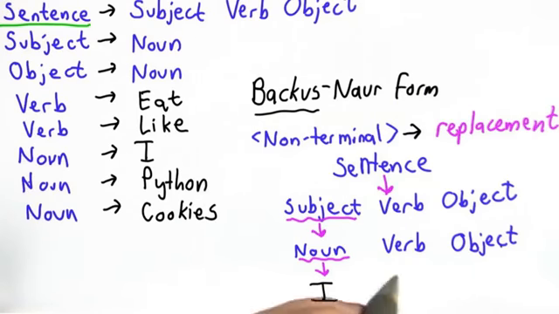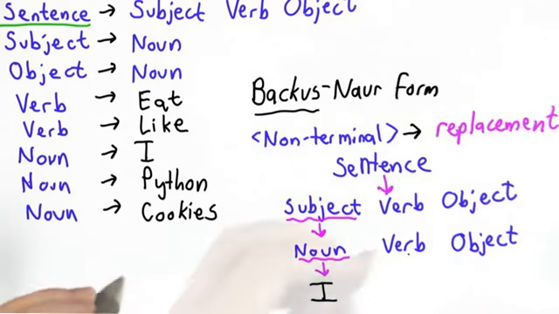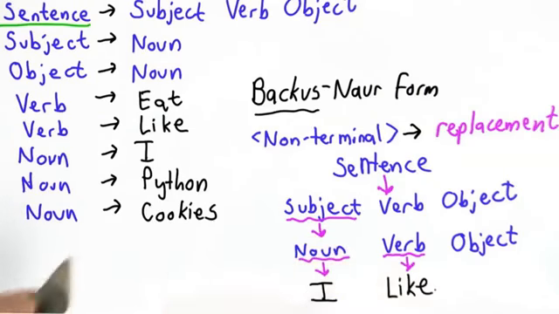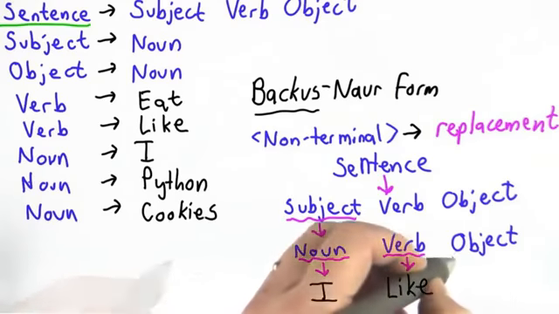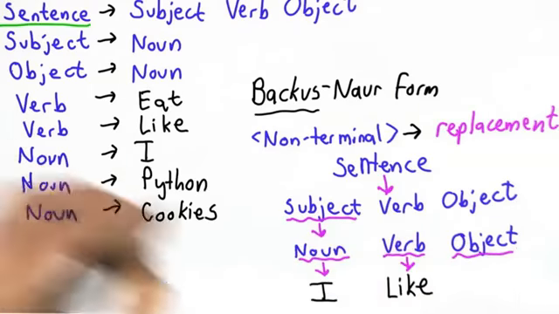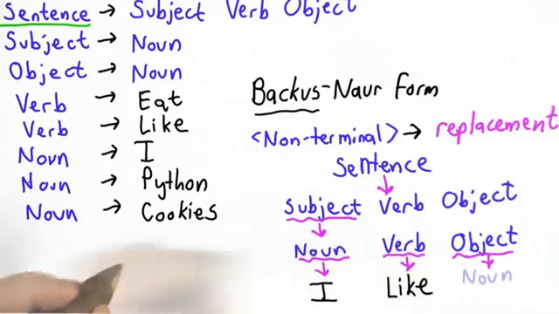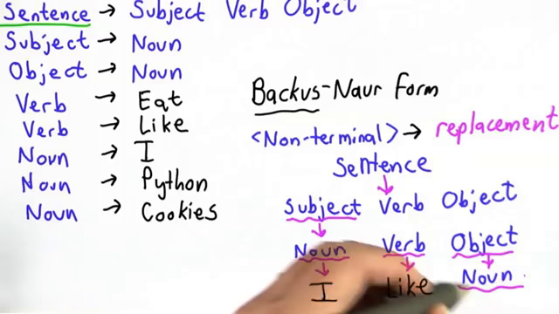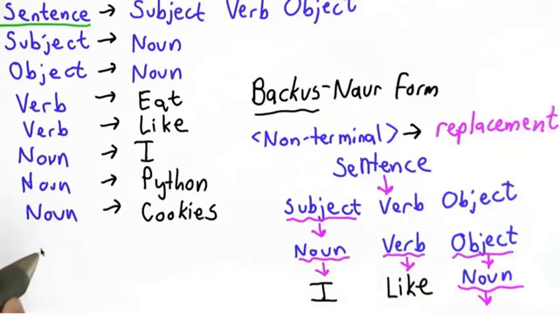I'm running out of space, so I'm not going to write them again, because now we can use rules to replace verb. As a separate step, we're going to find a rule that matches verb. We have two choices. I'll pick the second one and replace verb with like. We still have object. Object's a non-terminal, so we have to keep replacing it until we're done. We have one rule for object. We can replace object with noun. Now we have three rules for noun. I'm going to pick the second rule and replace noun with Python.